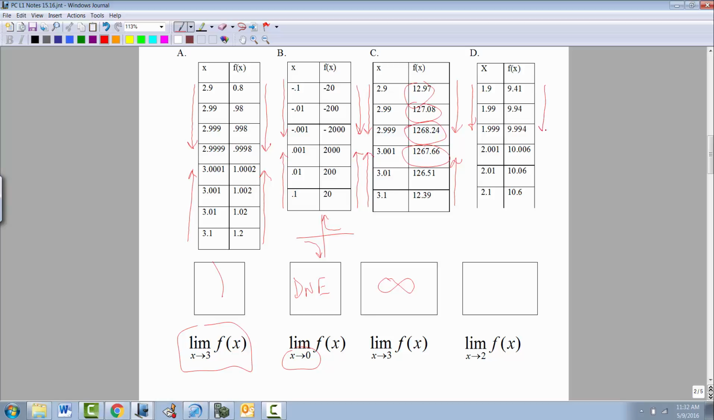Left. What does it look like we're approaching? 10. Right? What does it look like I'm approaching? The limit's 10. So that's just how you analyze it on a table. If you have to create your own or not, doesn't matter. It shouldn't be a big deal.